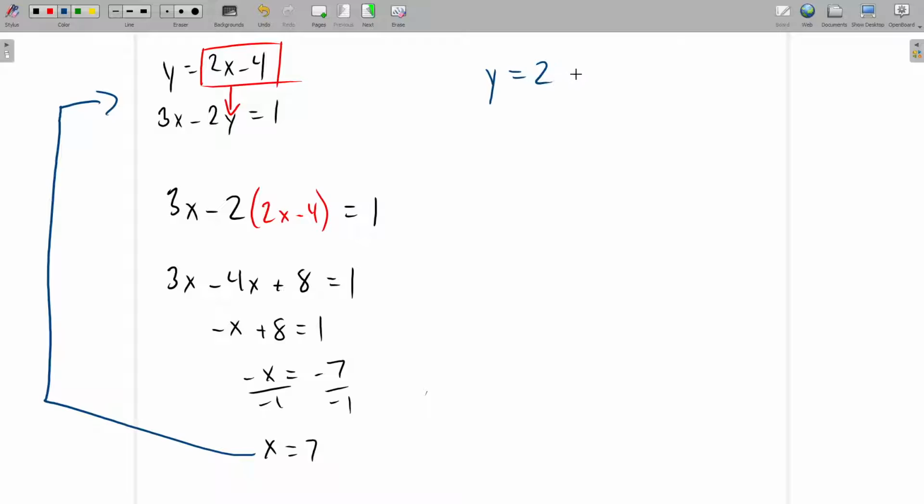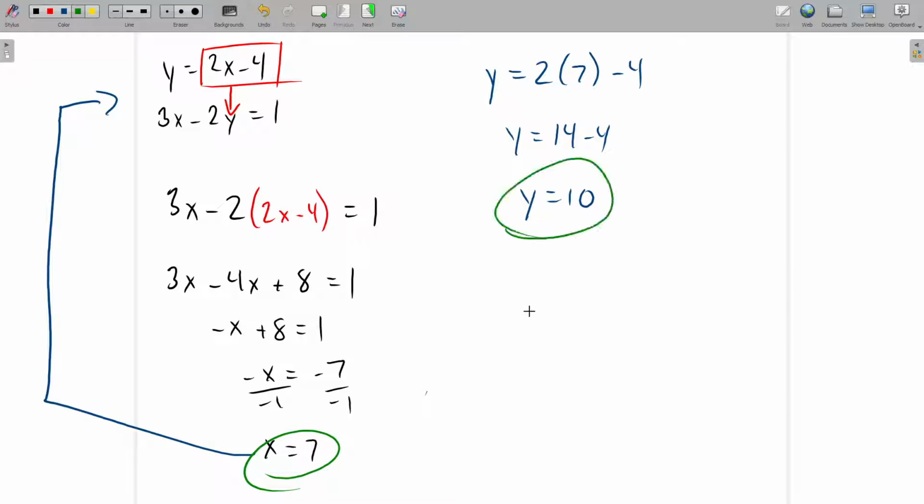Y is equal to 2, not x, because I know that x is 7. So y is equal to 2 times 7 is 14 minus 4, or y is equal to 10. So we have an x, we have a y. The solution to this linear system is 7, 10. Make sure you write your answer as a coordinate point.